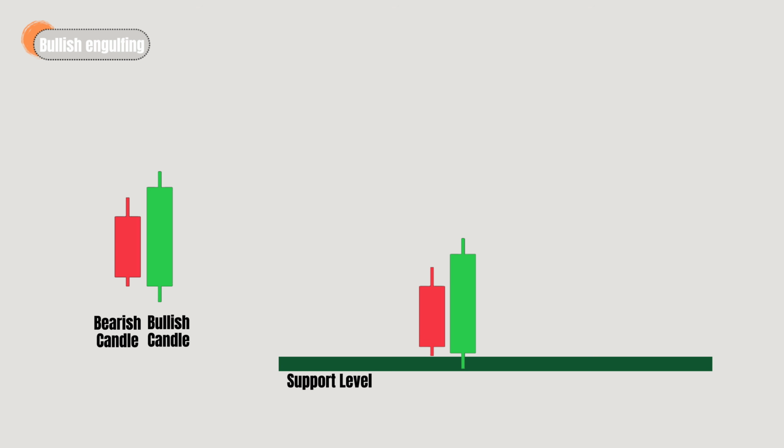In a textbook bullish engulfing pattern, the green candle opens below the red candle's low and closes above its high, making it a perfect example of the pattern. However, in live charts, you won't always see such a perfect pattern.